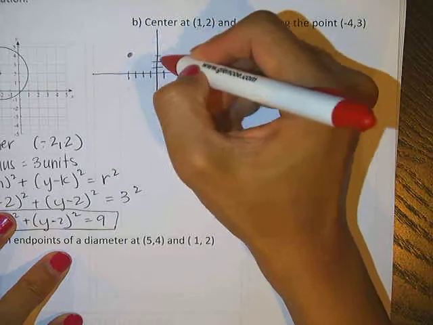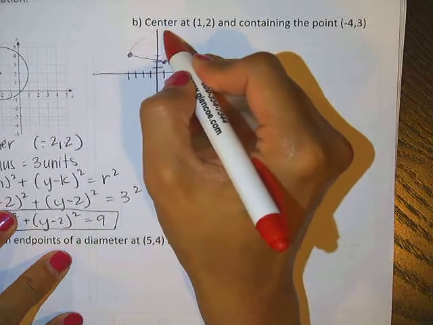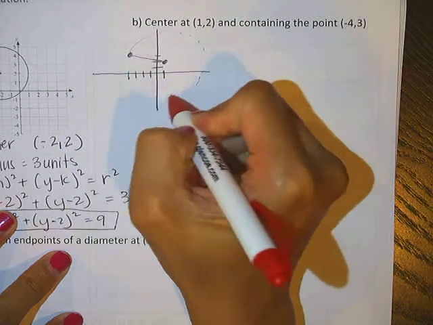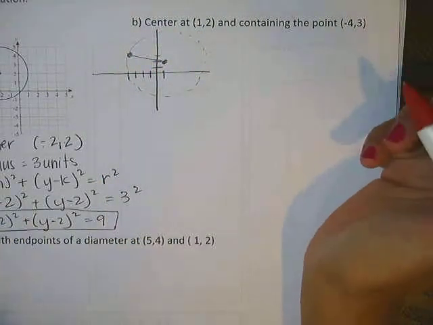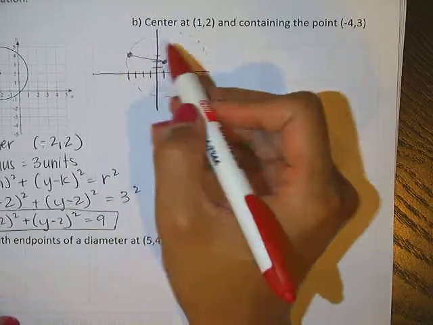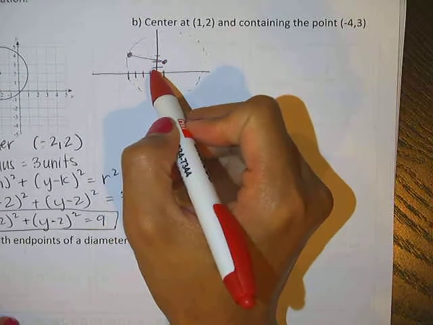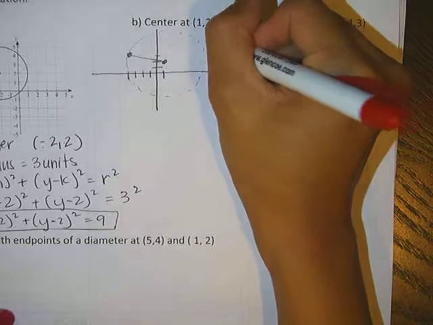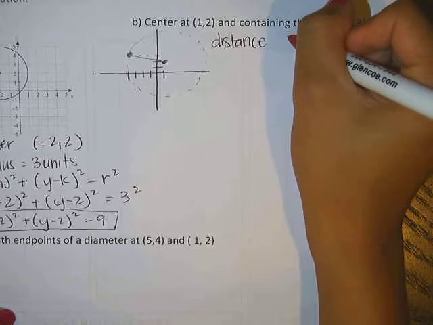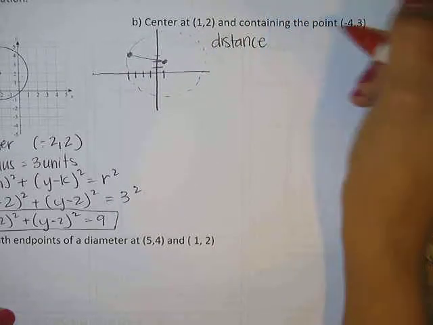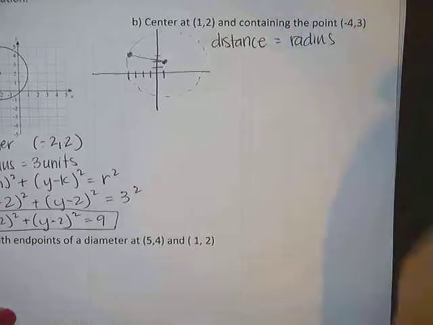So this circle is supposed to have this point. Okay, so this is my radius right here. So somewhere along this is a circle. As long as it has that point, I'm happy. From this point to this point, it's not as obvious to me to see the distance. So what I'm going to need to do is find the distance of that, and the distance is going to be my radius. So that's what I'm going to find.